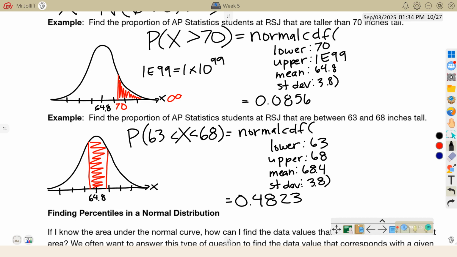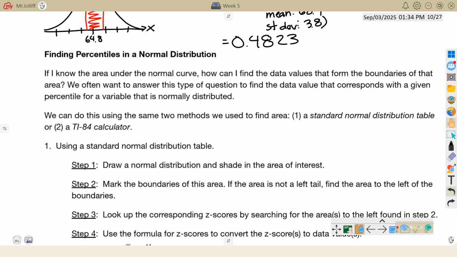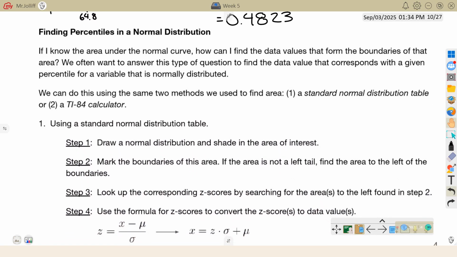And the question is, now that I know that I'm at the 75th percentile, can I work backwards and figure out what my SAT score is that got me to the 75th percentile? That's what we're doing. Just like with finding area or proportion or percentage, we can do it two ways, table and calculator. We'll start with the table.